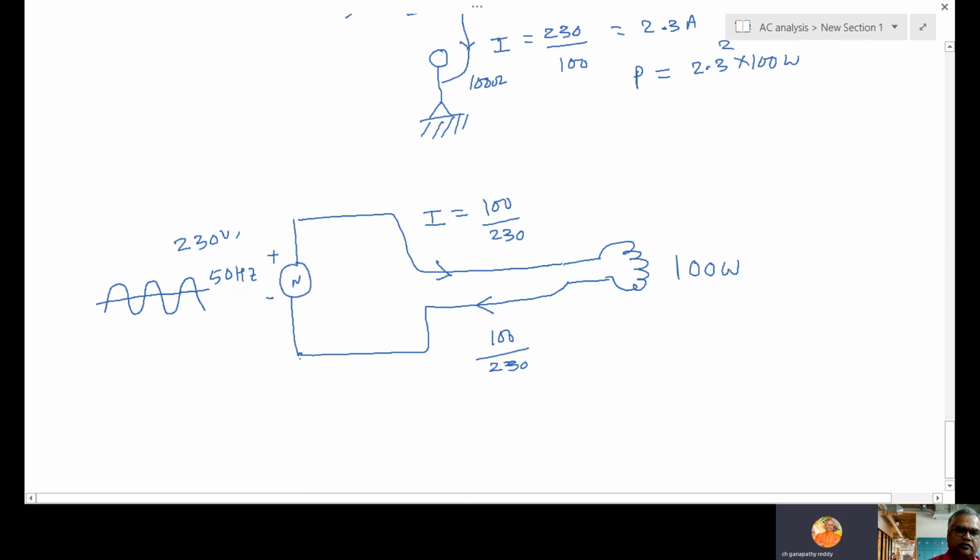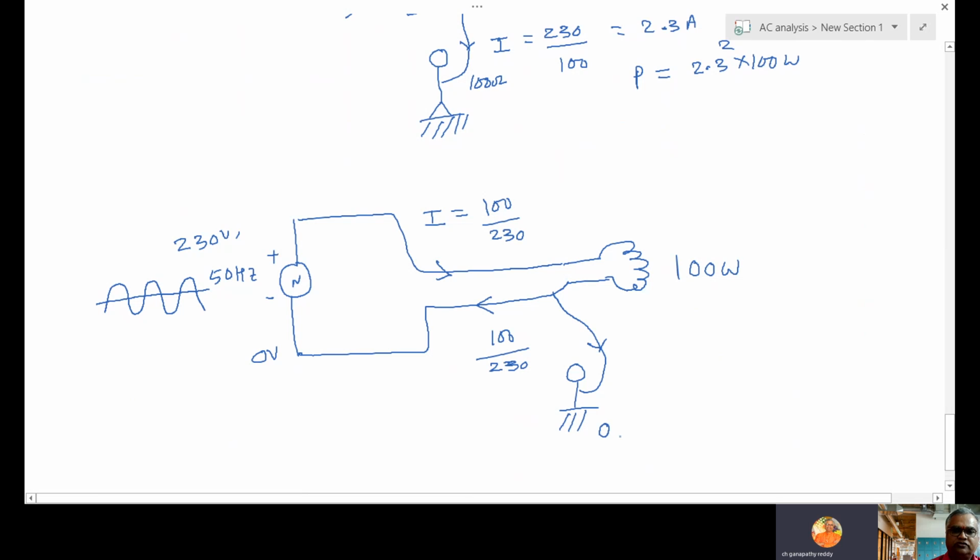Now, this one is 0 potential, and the other one is 230 volts. Now, when a person standing on the earth touches this wire, will he get a shock? He will not get a shock. Why will he not get a shock? Current will not flow. Why?